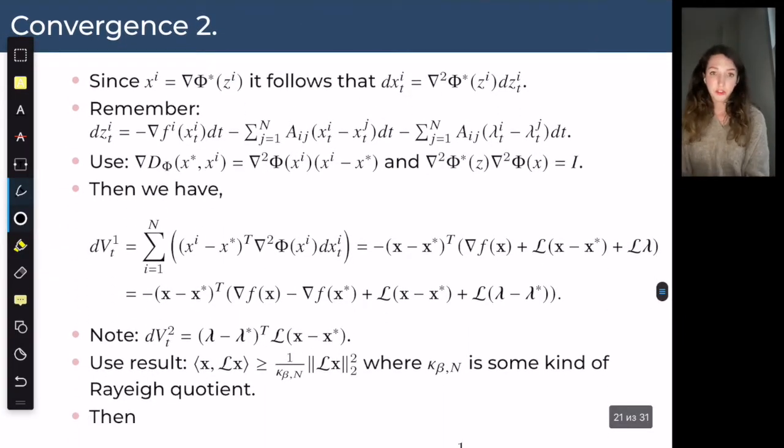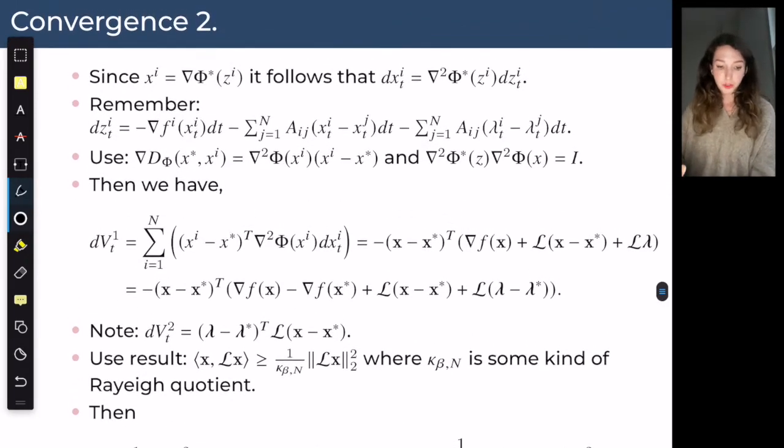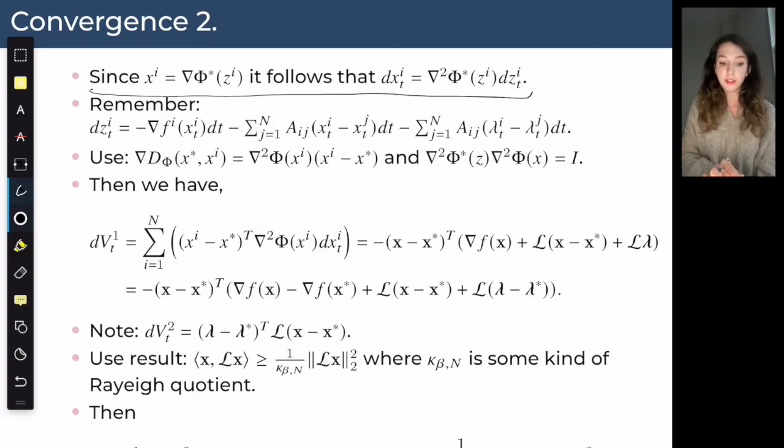Let us first start with obtaining the dynamics of the gradient of v1 and the gradient of v2, the time derivative, sorry. For v1, we will do something similar as what we did before, except that now we will work with our evolution in the primal space. So remember when we talked about this preconditioning, we said that by using the fact that xi is this gradient of phi star of zi, we could derive this xti dynamics to be this preconditioned zti dynamics.